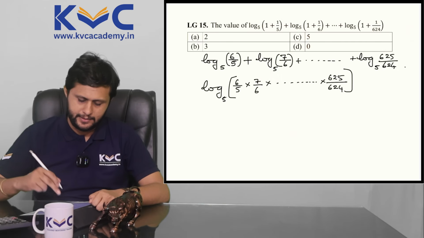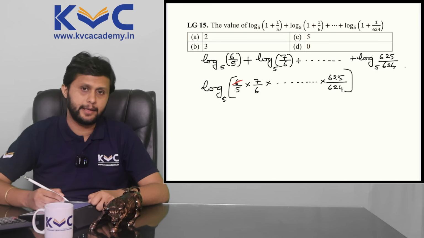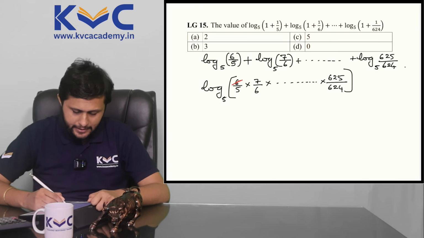Now we'll need to analyze this clearly. See, there is 6 here in the numerator, correct? It gets cancelled with the 6 in the denominator.